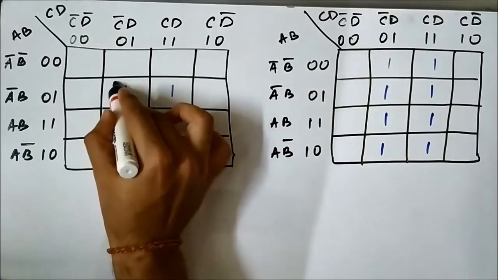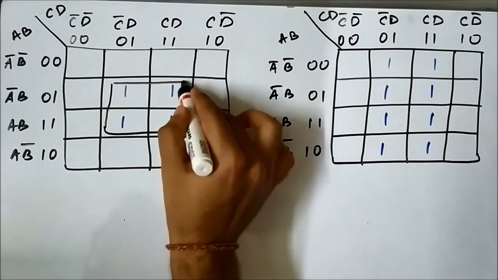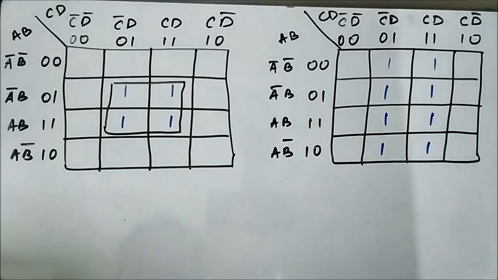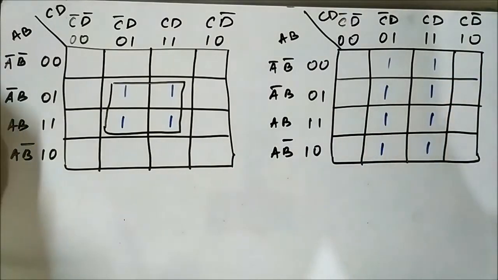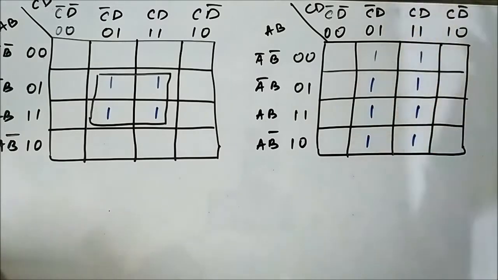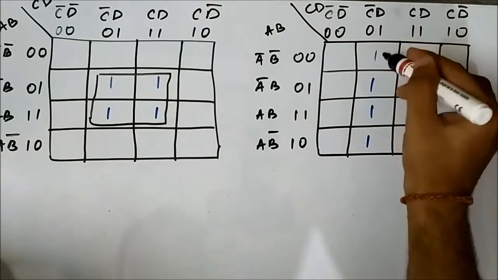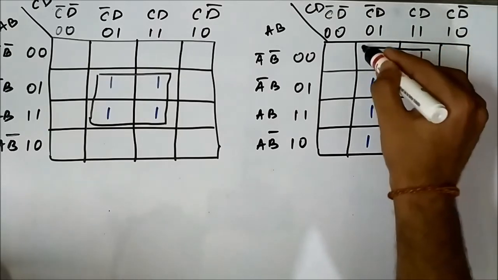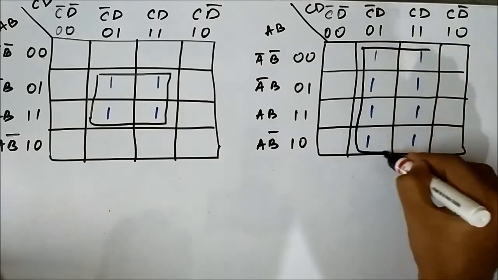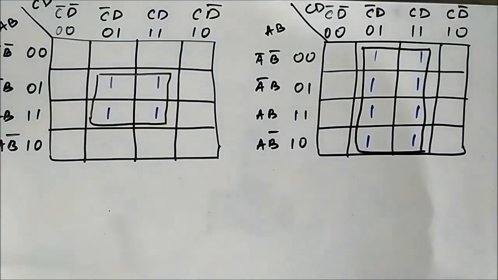In the first case you see these 4 cells, they are adjacent to each other, and as a result we can form a 4 cell group, a quad here. And here these 8 cells, 1 2 3 4 5 6 7 8, they are also adjacent to each other, sidewise, topwise, like this. So here also we can form this octet, an 8 cell group.